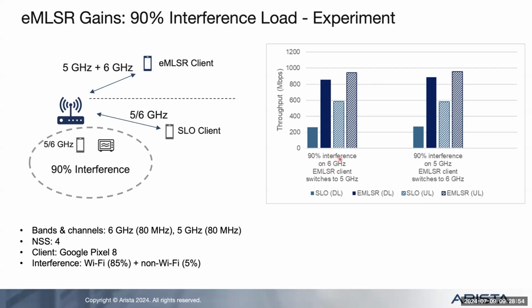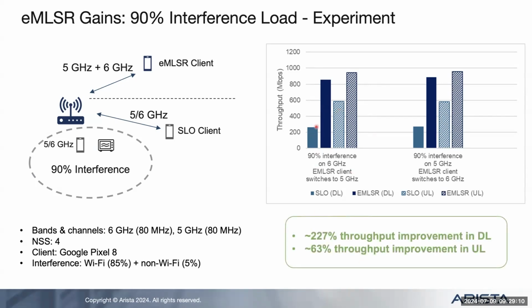When we have 90% interference on the 6 gigahertz, the EMLSR clients sense that and switch to 5, and we see overall high throughput in this case compared to the SLO, in downlink as well as uplink. In the second chart, we see close to similar behavior.